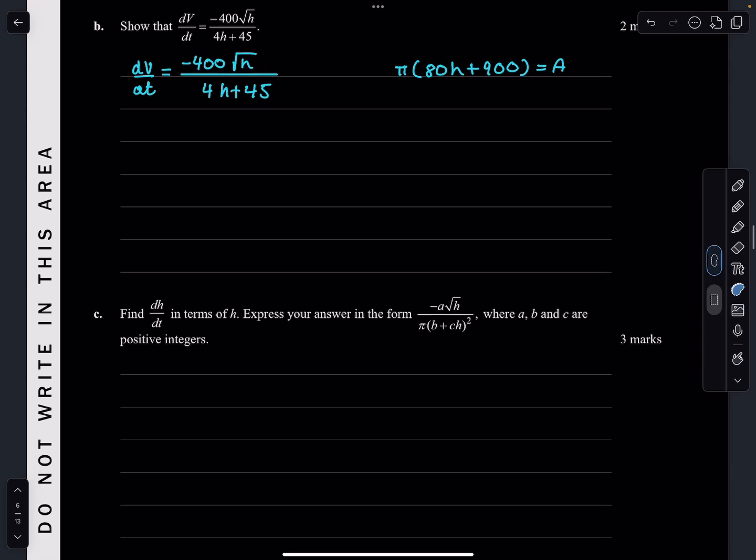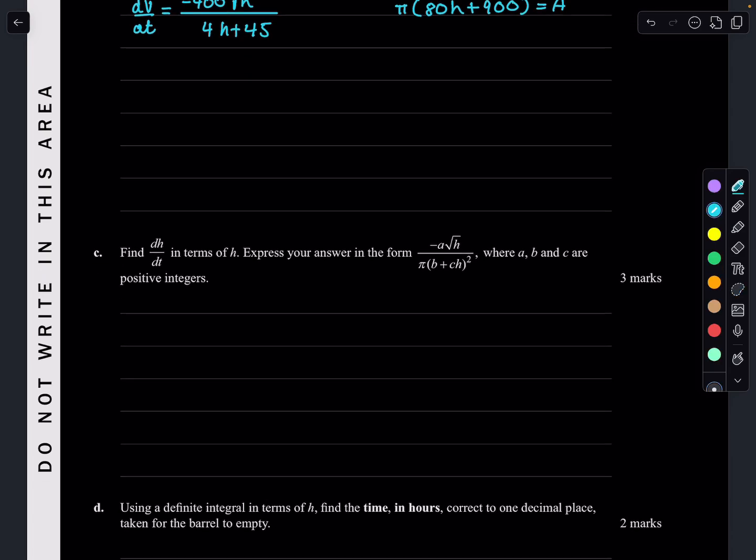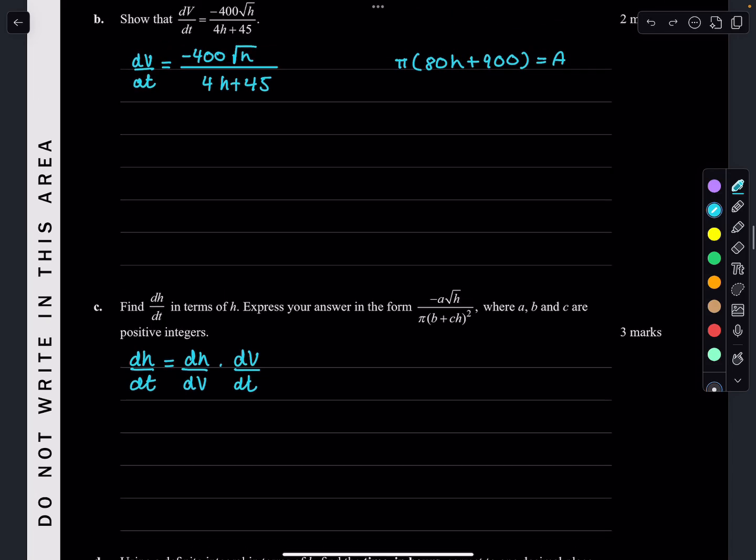Next question. Find dh/dt in terms of h. Express your answer in this form where a, b and c are positive integers. All right, so dh/dt is going to be equal to dh/dV times dV/dt, because these dV will cancel out. We already know what dV/dt is, which is over here. How do we find dh/dV?